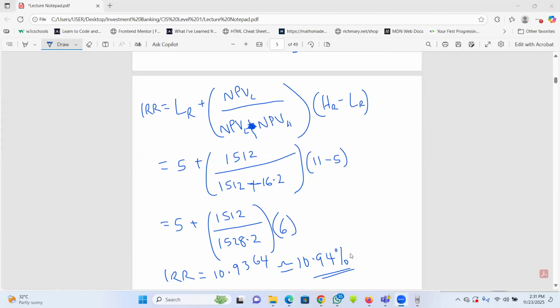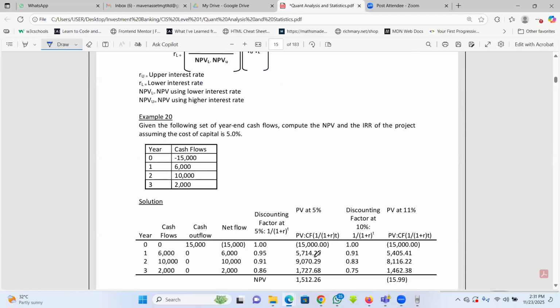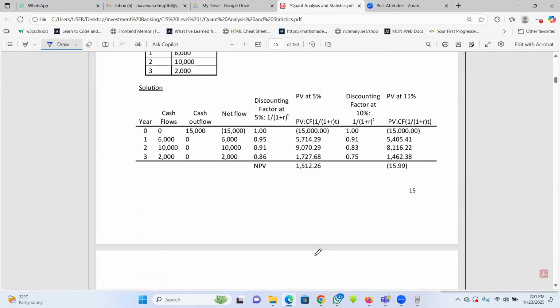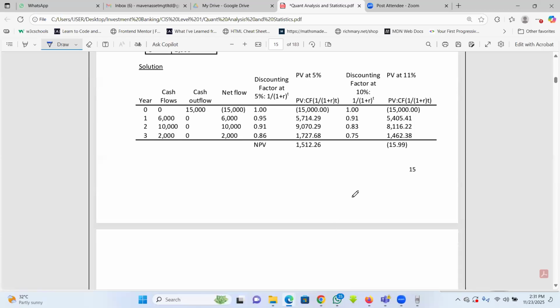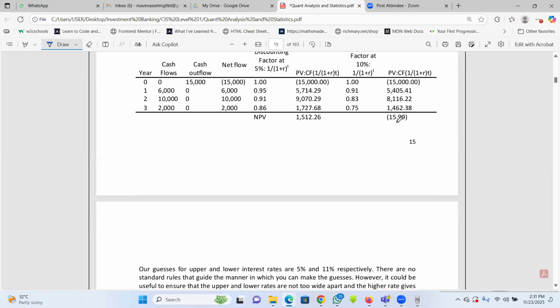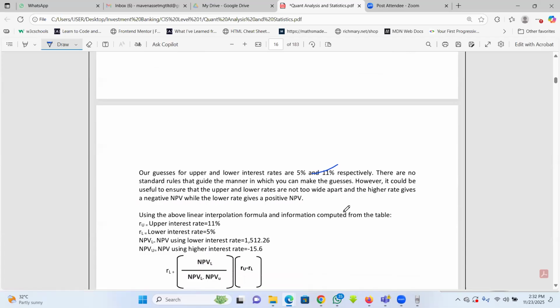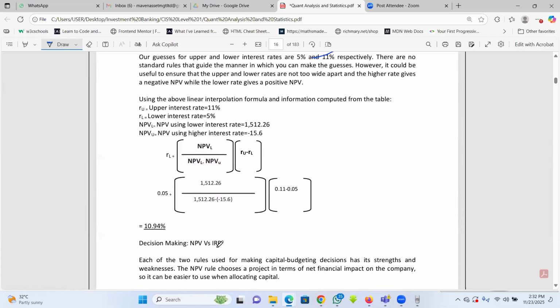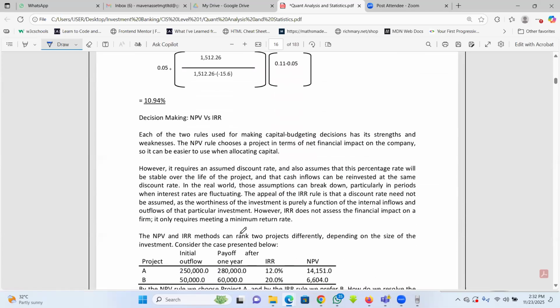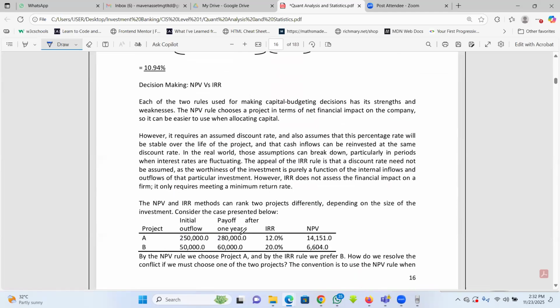So this is all we have tried to do. You're having a discount factor at 10%. You can try it out here as well. You are probably going to still get a positive value. We need to get a negative value. That's why we went directly to 5 and 11% respectively. Input all your values. You have all of that. You just read this up on your own and we should be fine.